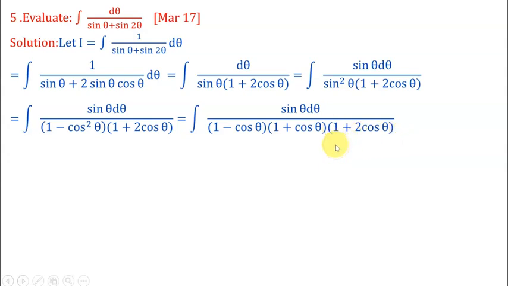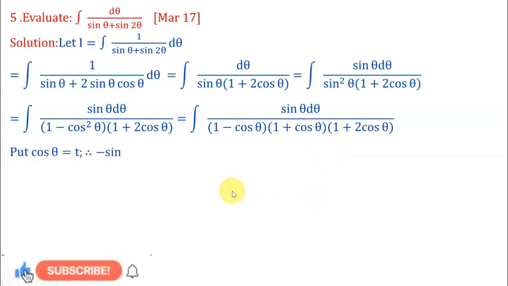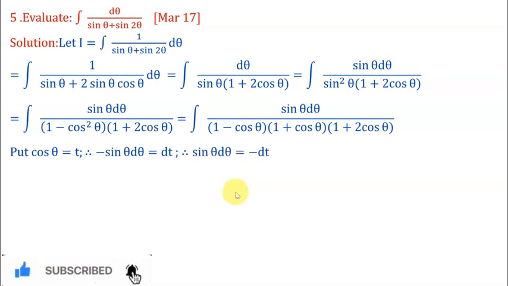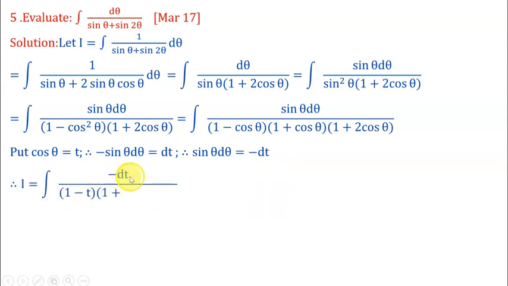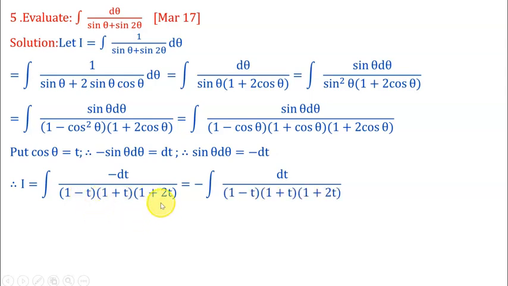Put here cos theta is equal to t, and then solve this by the method of substitution. That is, cos theta is equal to t, minus sin theta d theta is equal to dt. Therefore, sin theta d theta is equal to minus dt. Therefore, I is equal to minus integral dt upon 1 minus t into 1 plus t into 1 plus 2t. Take the minus sign outside this integration. You will get integral dt upon 1 minus t into 1 plus t into 1 plus 2t.